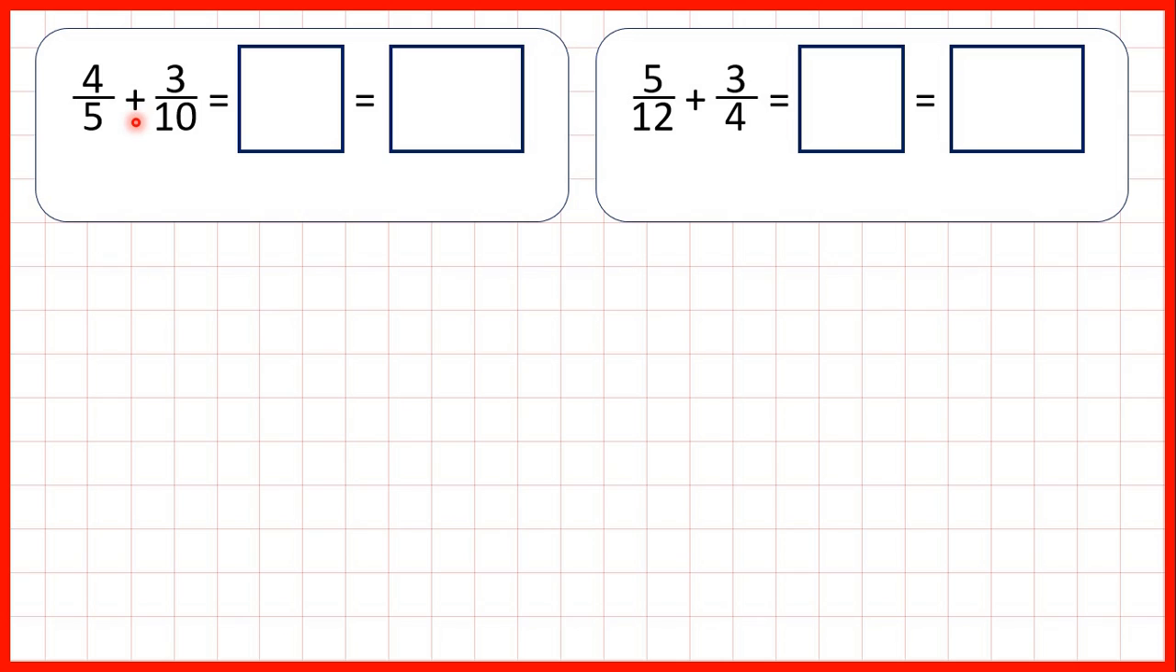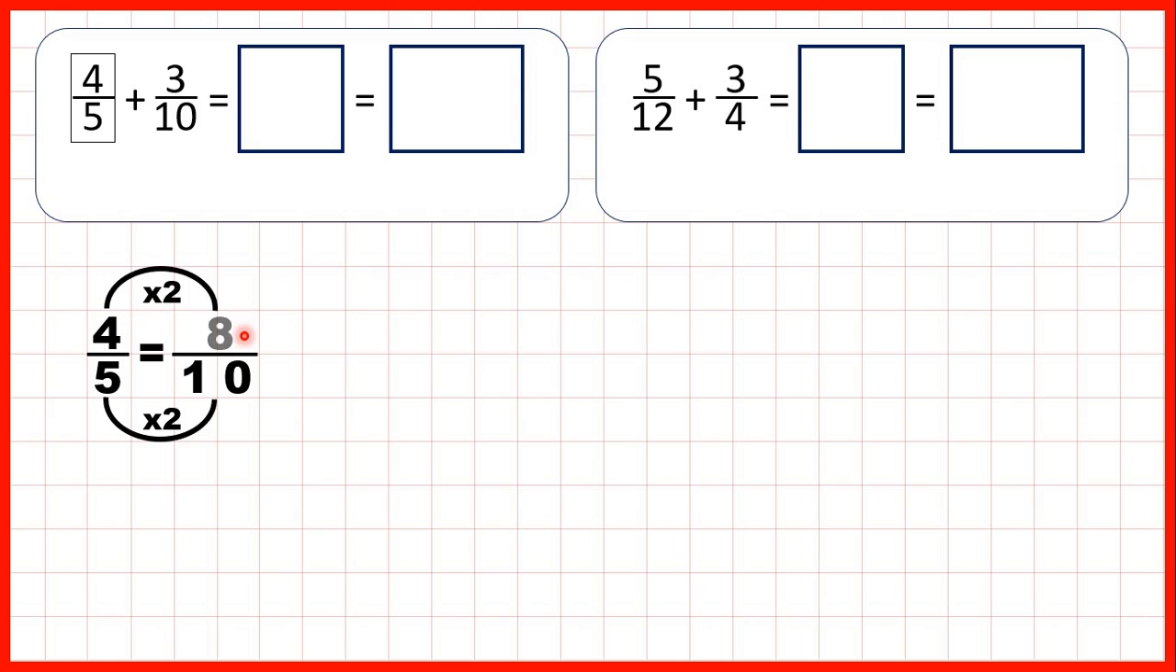Now we know that to add fractions we need the denominators to be the same, and 10 is in the 5 times table, so we can find a fraction equivalent to 4/5, which has a denominator of 10. 4/5 is the same as 8/10, because 5 times 2 is 10, 4 times 2 is 8.